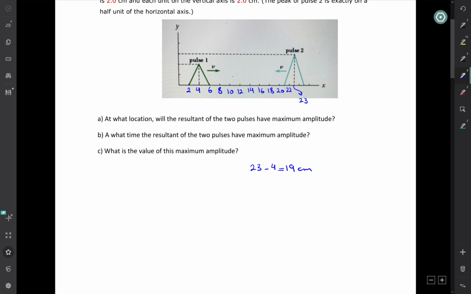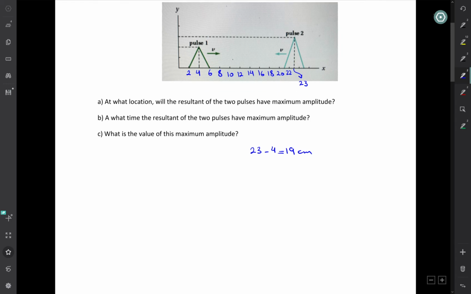But because pulse 2 is moving in the opposite direction, pulse 1 will definitely travel less distance until it meets pulse 2. Because both pulses have the same width, each 4 centimeters, and they have the same speed, they will travel the same distance until they meet. Okay, so that is very important. They will each travel the same distance until they meet.